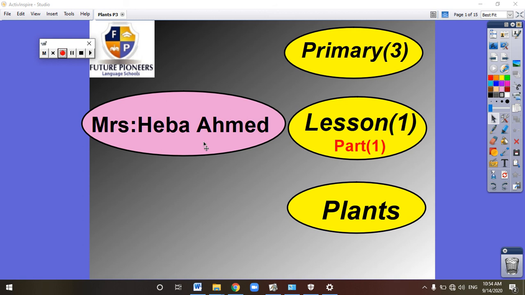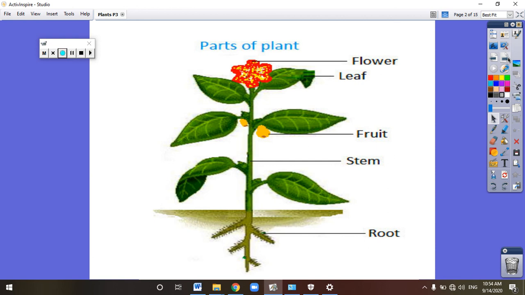We will take today part 1 from lesson 1, which is called plants. Do you remember the parts of the plants? Yes, the plants consist of many parts such as roots, stem, leaf, fruit and flower. But the main parts of the plants are roots, stem and leaves.